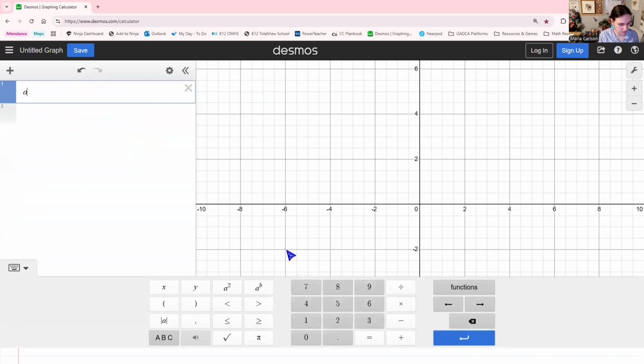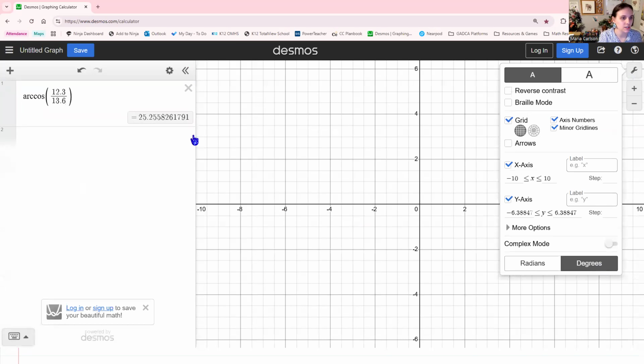You also can type arc cosine, and that will work too. So I'm going to do it that way. The arc cosine of this ratio, and within the parentheses we need that fraction to represent the ratio. Now it's cosine, so adjacent was 12.3 over the hypotenuse was 13.6, and it should still be set to degrees. Okay, perfect.